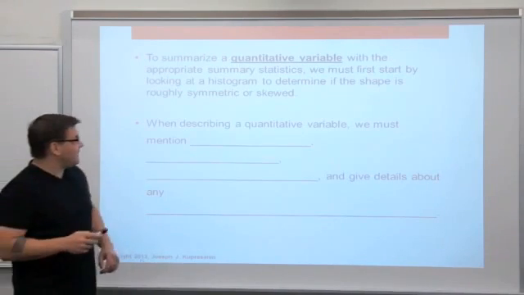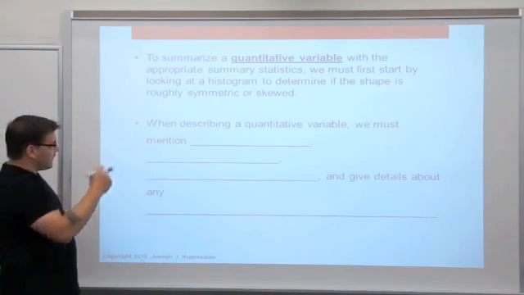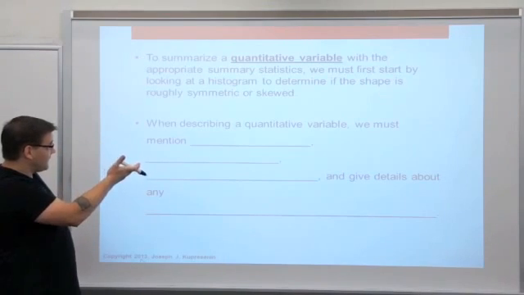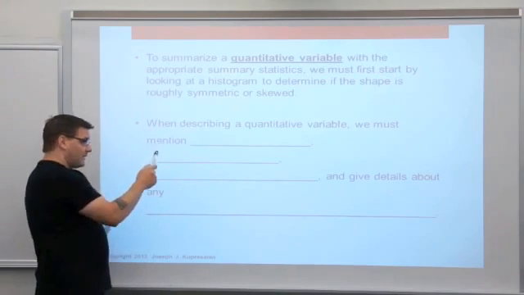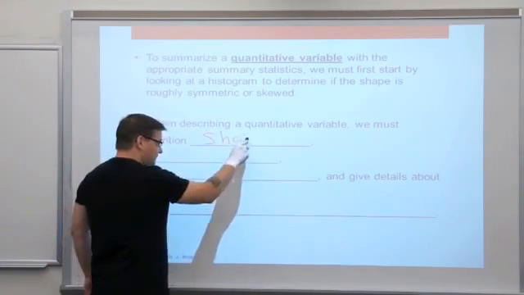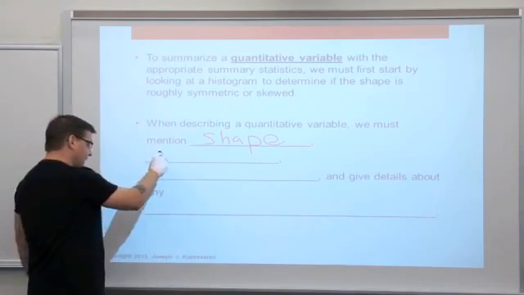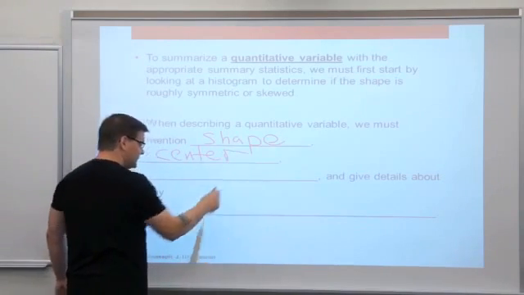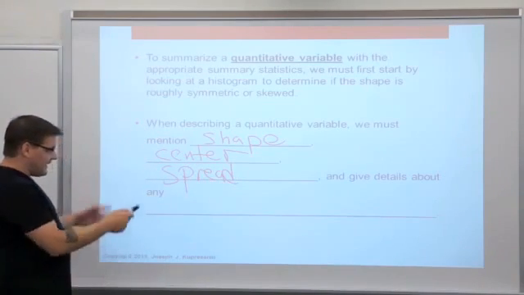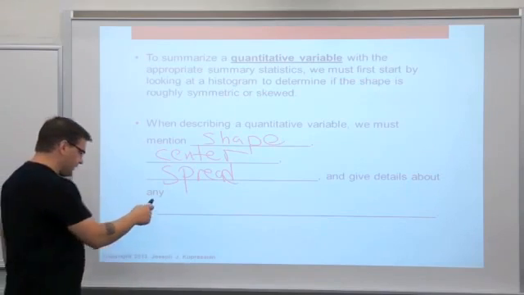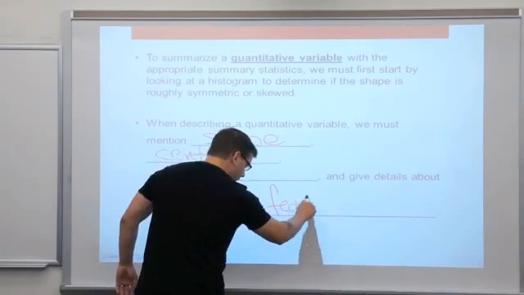All right, summarizing quantitative variables, we're going to move to calculating the summary statistics. Always start with a histogram. We're looking to see if the shape is roughly symmetric or skewed. We've got to hit the 4 points when describing a quantitative variable. We certainly have to mention shape, so skewed or symmetric, and how many peaks do we have? Certainly have to mention the center. We're going to get into calculating statistics to describe the spread, and we always want to give details about any unusual features, whether or not there are any or there aren't. So 4 points.